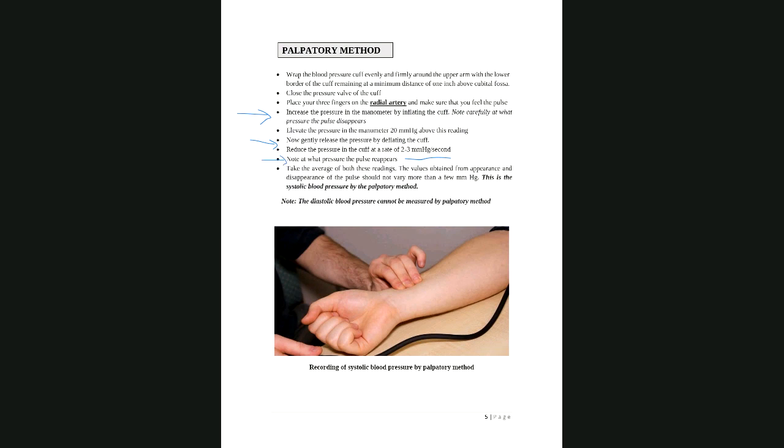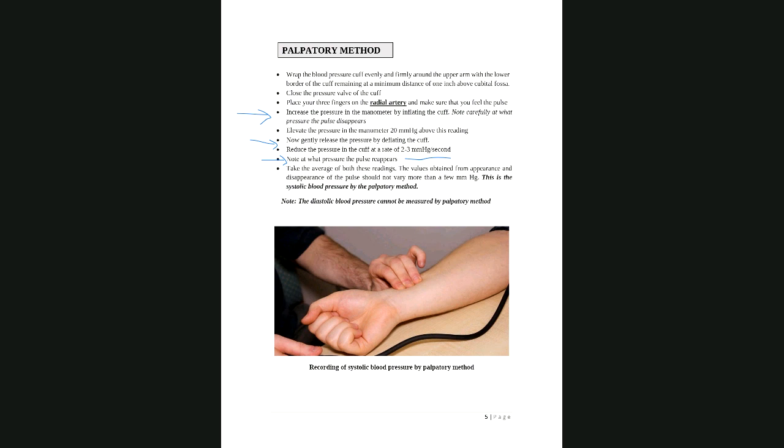Now take the average of both these readings. Usually the appearance and the disappearance will be at the same point, with only a very slight variation, and this is how you will be recording the systolic blood pressure.